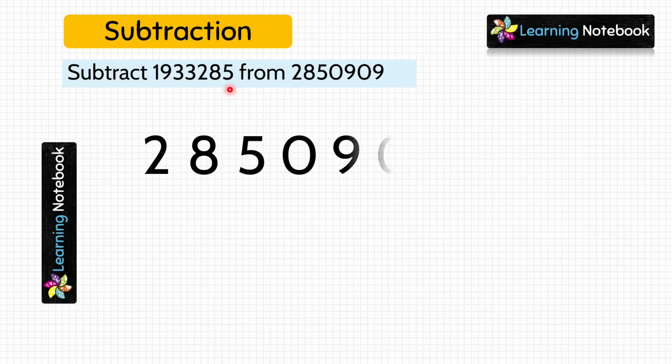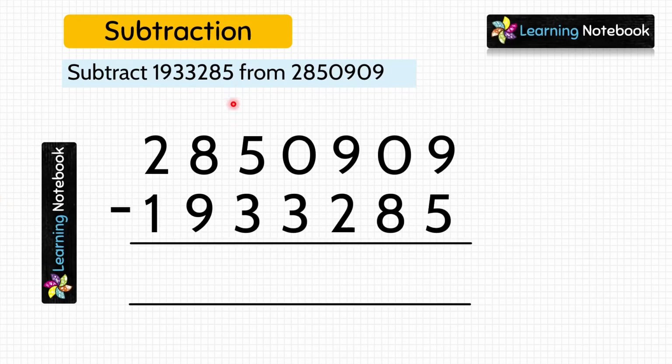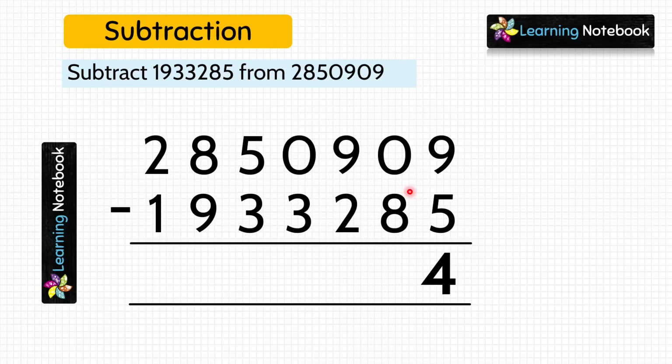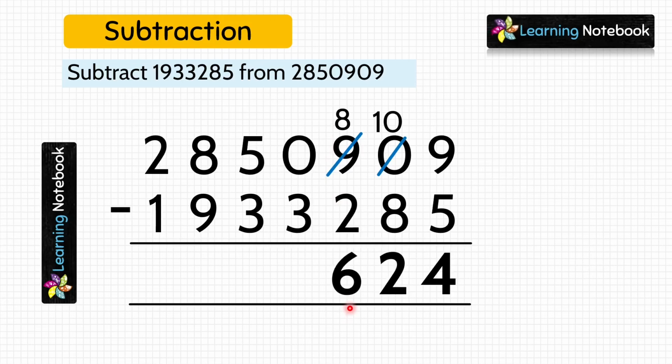So after writing them in column form, let's start subtracting them from ones place. 9 minus 5 equals 4. Next, 0 is weaker than 8. So 0 takes help of this 9. So this 9 becomes 8 and 0 becomes 10. Now 10 minus 8 equals 2. Next, 8 minus 2 equals 6.